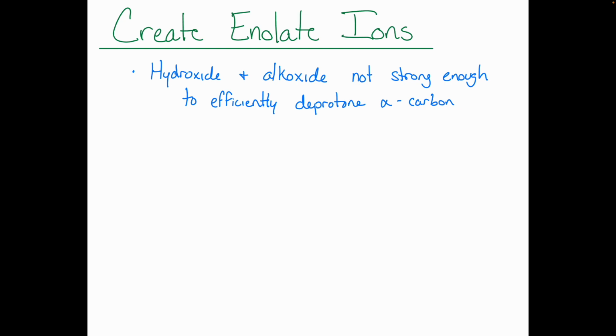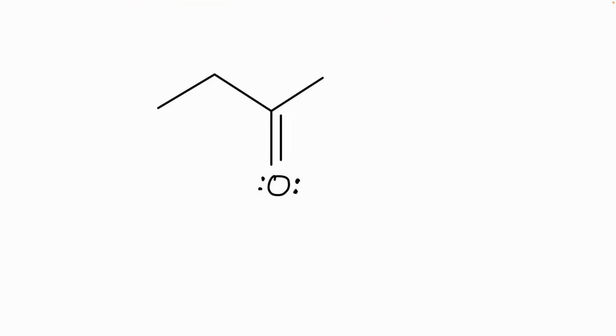All right, so instead, if we really wanted to create an enolate, we would have to use a stronger base to do it. And there are two that we like. That's because they target different areas, different alpha carbons. In this example, we have an asymmetric ketone. This alpha carbon over here is secondary, but I also have a primary alpha carbon over here.